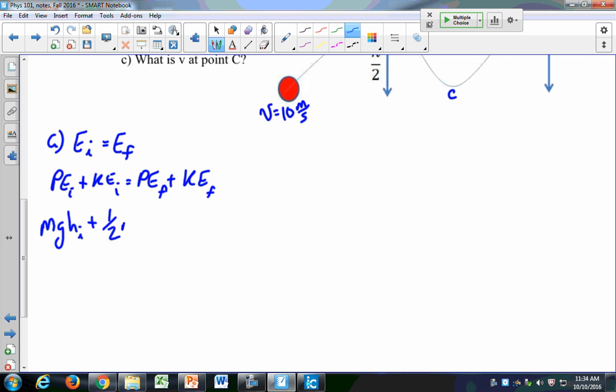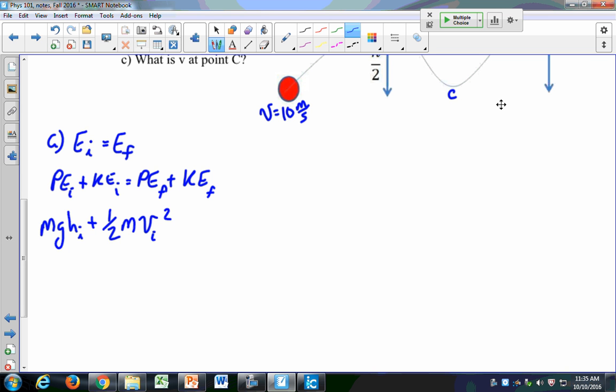Kinetic energy is 1/2 mv squared. Does it have potential energy? No, because I say that my initial height is 0. And I'm going to set my initial height at this point. And so I'm defining that it has no potential energy at this point. It's like setting our coordinate system.